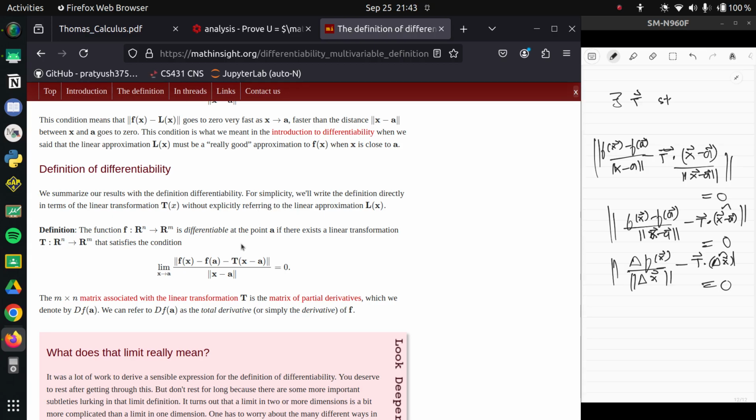So the limit as delta x tends to 0 goes to 0, this should happen. Essentially what you're saying is, for all epsilon there exists delta such that if the norm is less than delta, that implies this happens. So it should be less than epsilon.